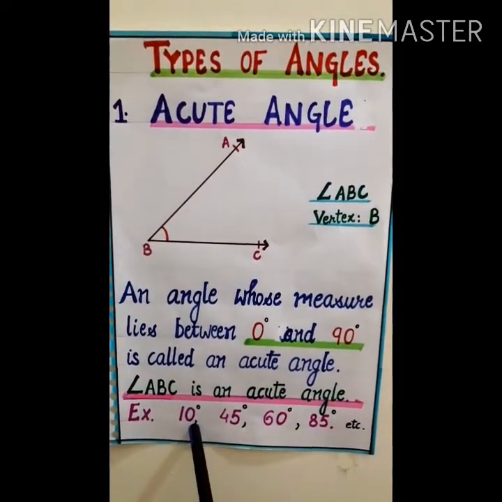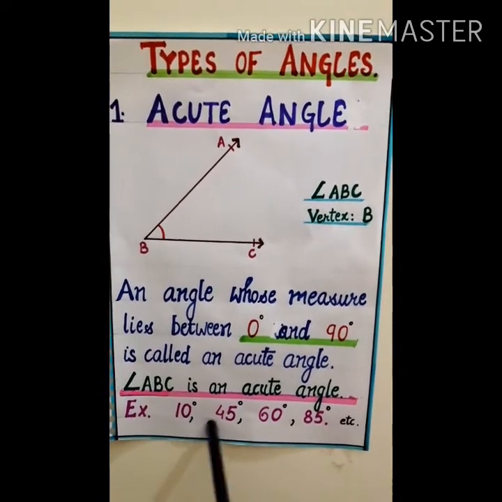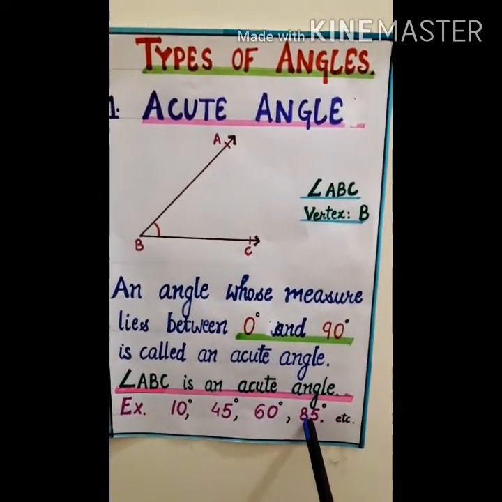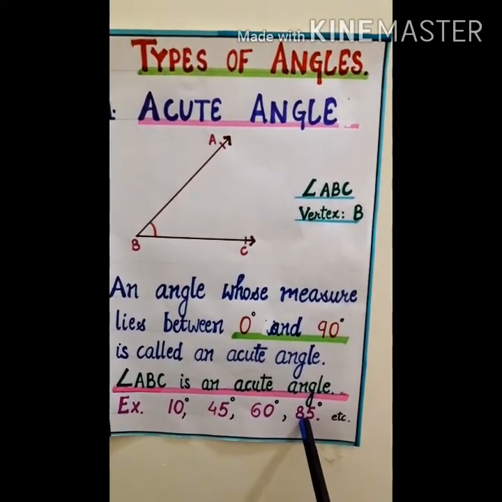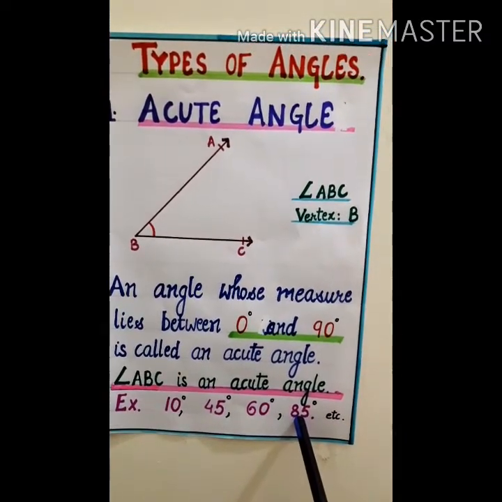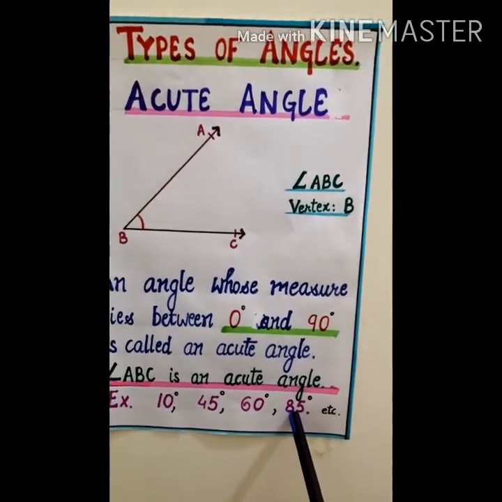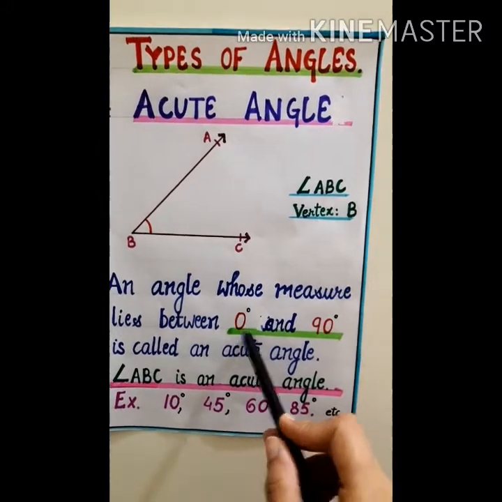For example, if the measure of the angle is 10 degrees, 45 degrees, 60 degrees, 85 degrees, 17 degrees, 19 degrees, 21 degrees, 71 degrees, all the measures lie between 0 degrees and 90 degrees.